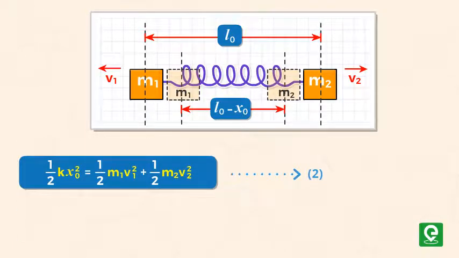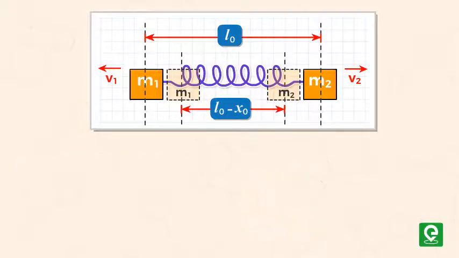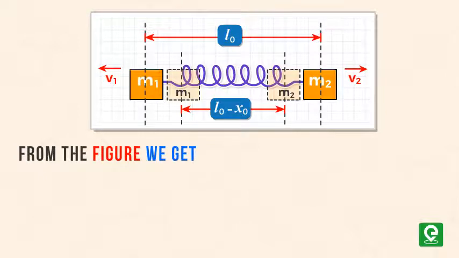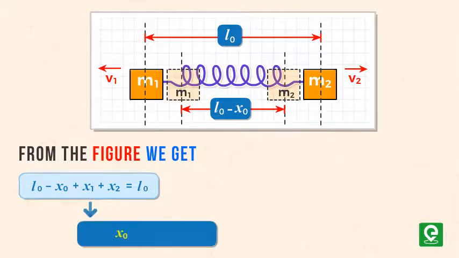In the initial condition, there is no external force on the system and both the blocks are stationary. Therefore, the center of mass of the system is at rest. So we can write M1 x1 equals M2 x2. Let's call this equation 3. Also, looking at the figure, we can say that L0 minus x0 plus x1 plus x2 is equal to L0. This implies x0 equals x1 plus x2. Let's call this equation 4.